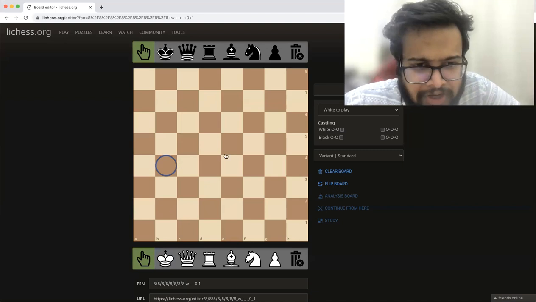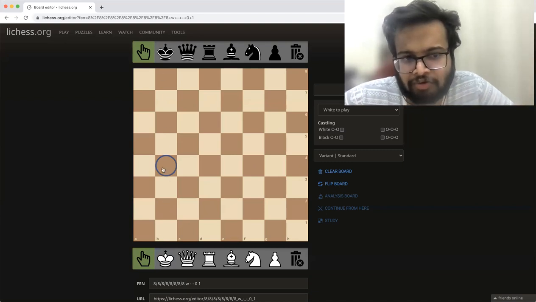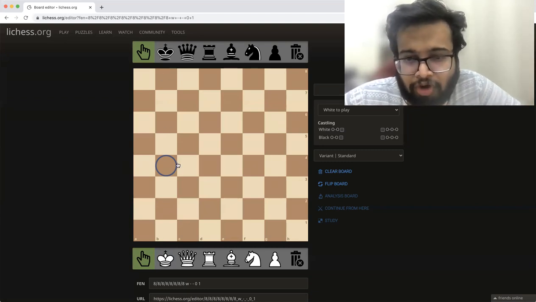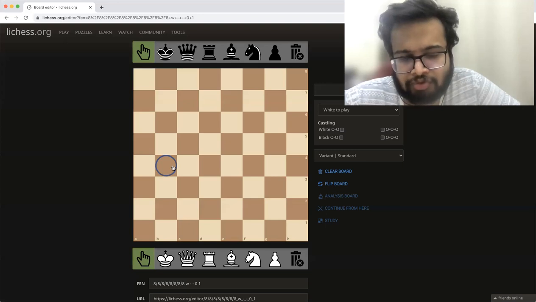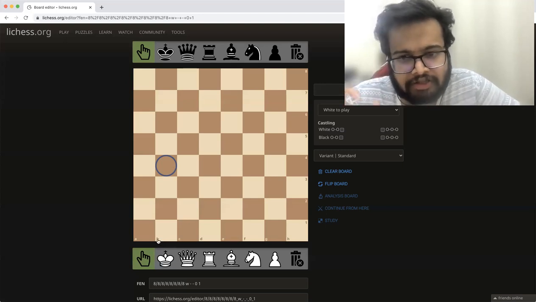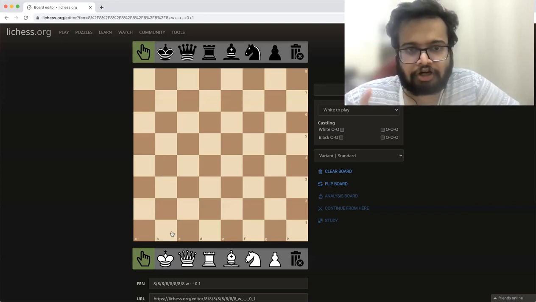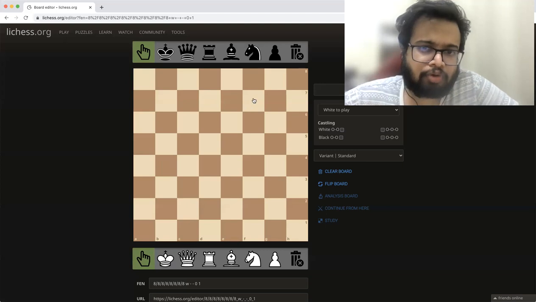So to freeze this part, which part is this? This is 4. So what is this? Fourth rank. B is the file, 4 is the rank. So we will call it B4. First we will say the alphabet name, which is B, and then we will call the number name, which is 4: B4.